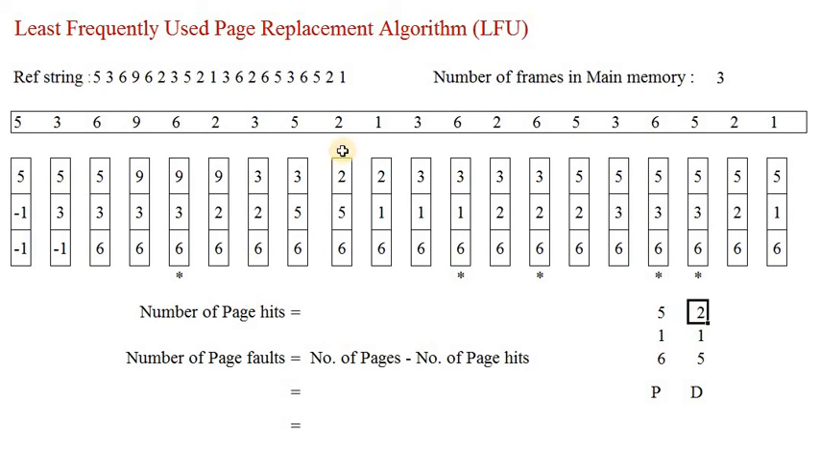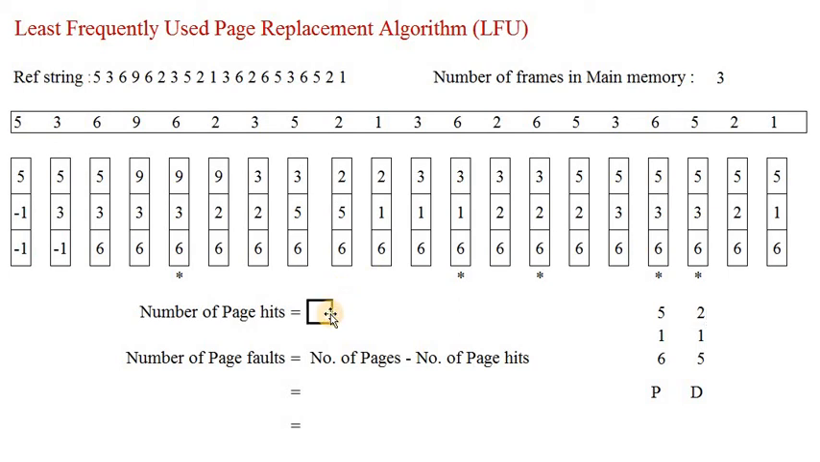Least frequently used means whichever page is not used frequently should be removed. In this case, 6 is frequently used, so it should not be deleted in any case. But the remaining pages are all least frequently used pages, which is why they have been deleted and replaced with new pages. So that is about least frequently used.